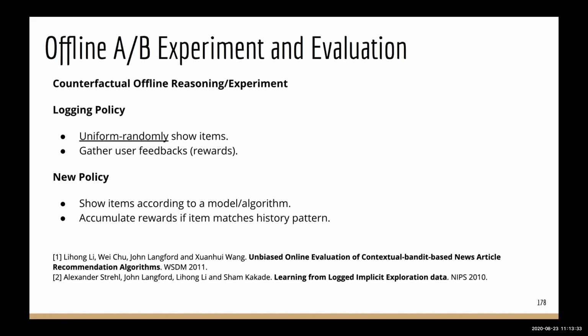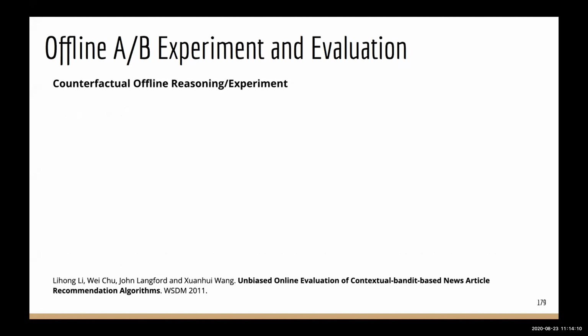No matter whether it's uniformly random or non-uniform random, somehow you have to log it somewhere, and it's called a propensity score. I'll mention it in a minute. And then you gather the user feedback. That is a very important step. Now, in the next step, you try to test out your new idea. In offline, in addition to your supervised learning mechanism, you have to consider the logging policy. That is the key.